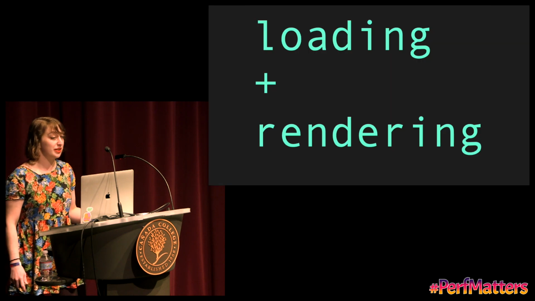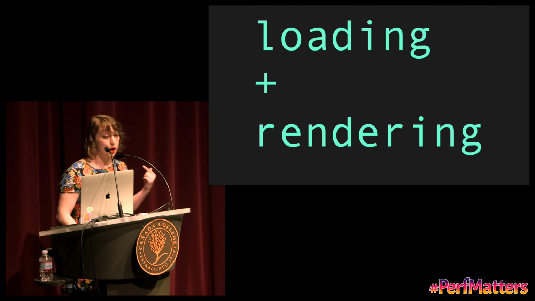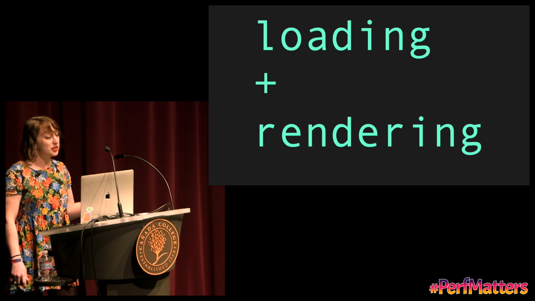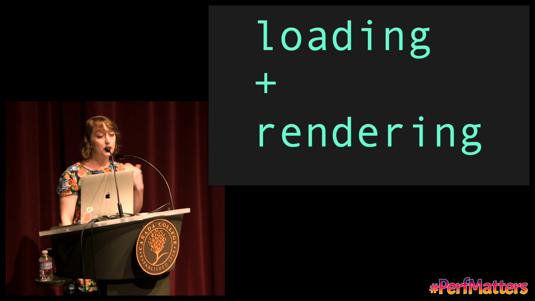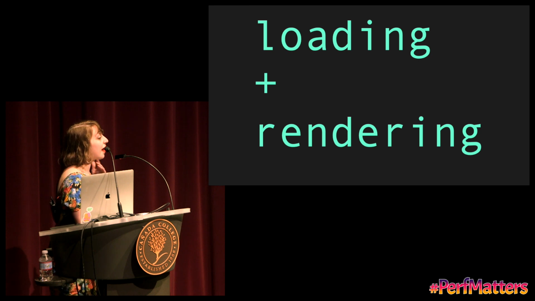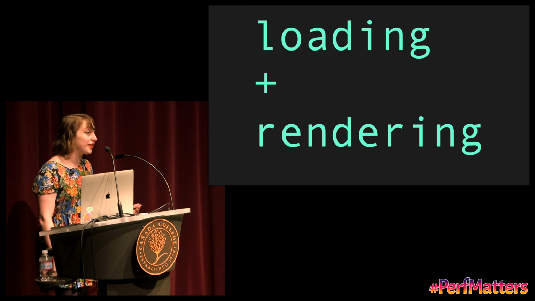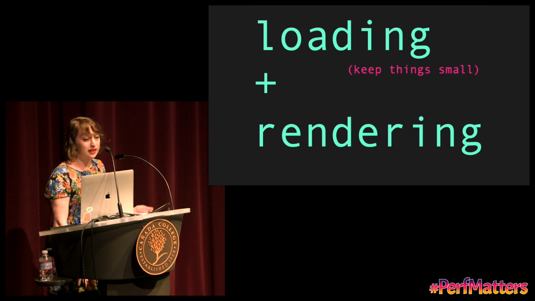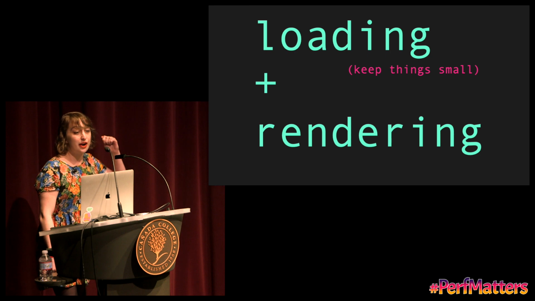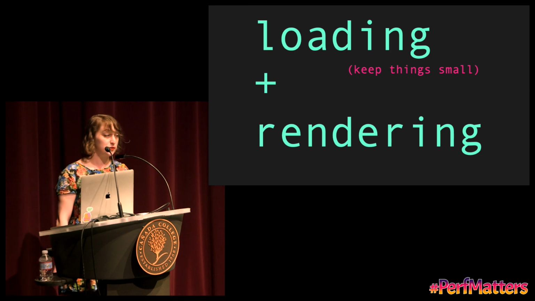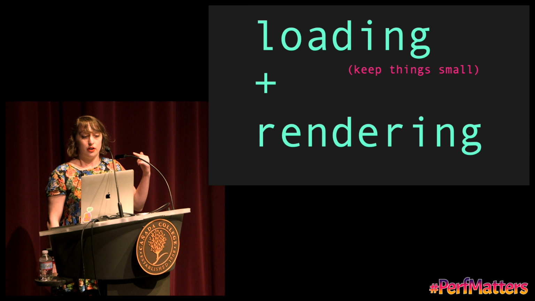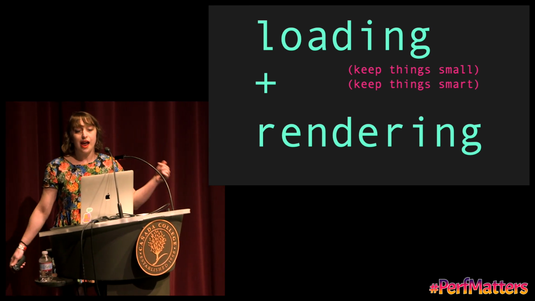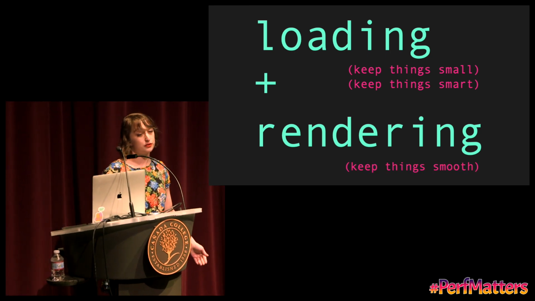So the goal of front-end performance from the user's perspective is twofold. One, we want to get them the information that they need as soon as possible. So I'll be talking about some tricks for loading performance. We also want to ensure that our users are going to have a smooth experience interacting with the website. So I'll also talk about some render performance tricks. On the loading side, we want to make sure that we are loading everything as quickly as possible, so we're going to want to keep things small. We're also going to want to keep things smart, which I'll go into what that means when I get there. And from the rendering side, we want to keep things smooth.